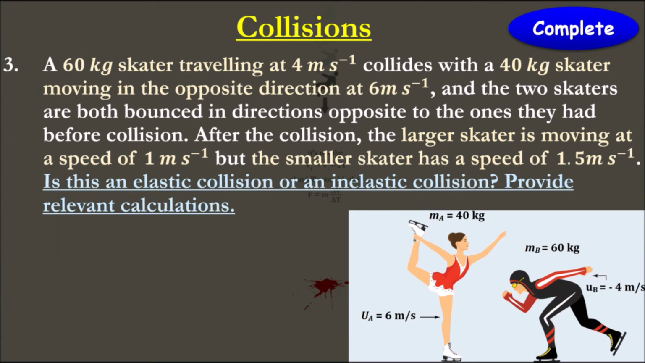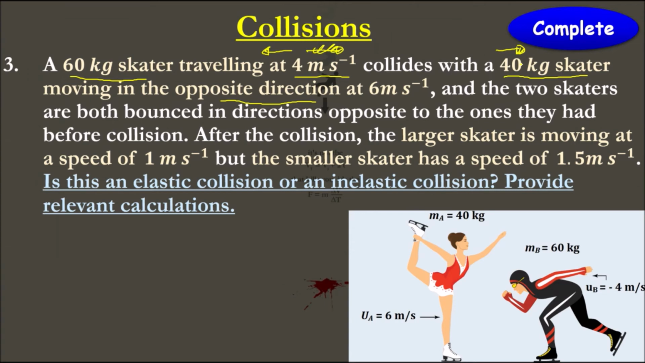Okay, so let's have a look at an example of where we might assess if an elastic or inelastic collision has occurred. We have a 60 kg skater traveling at 4 meters per second. Let's say they're going that way. We have a 40 kg skater going in the opposite direction. Technically in this image, they're both moving in the opposite directions to what I wrote. So let's say the 60 kg skater is going to the left, that's what I have in the image down here, and the 40 kg skater is going to the right.